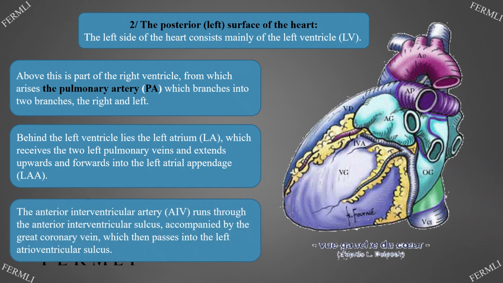The anterior interventricular artery, AIV, runs through the anterior interventricular sulcus, accompanied by the great coronary vein, which then passes into the left atrioventricular sulcus.